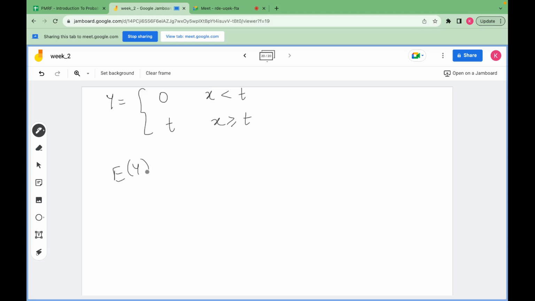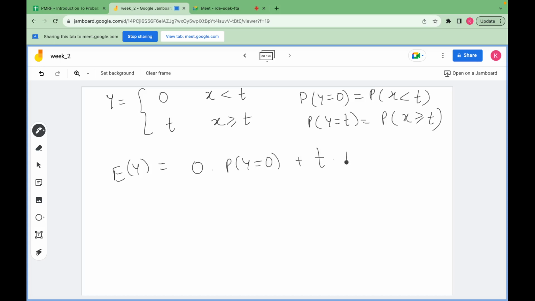So the probability that y is equal to 0 is the probability that x is less than t, and the probability that y is equal to t is the probability that x is greater than or equal to t. If we want to find the expectation of y, from the definition of expectation, it will come out to be 0 into the probability that y is equal to 0, plus t into the probability that y is equal to t. So this will be 0. This probability of y equal to t can be written as x greater than or equal to t, right?